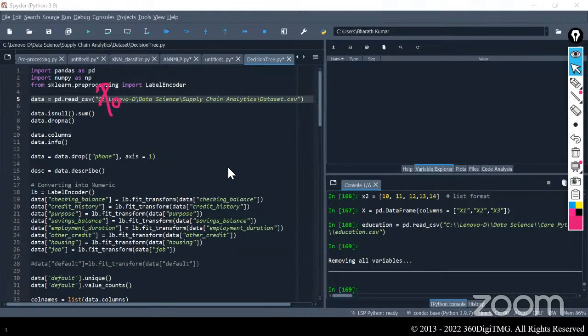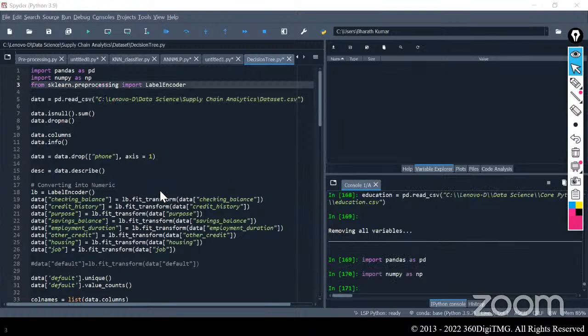I will import pandas as pd, import numpy as np. So these are a few libraries that I'm importing. From sklearn.preprocessing import LabelEncoder. Now I'm importing the data here.